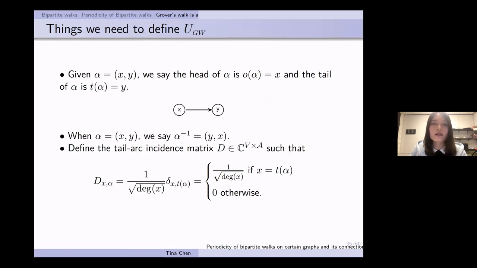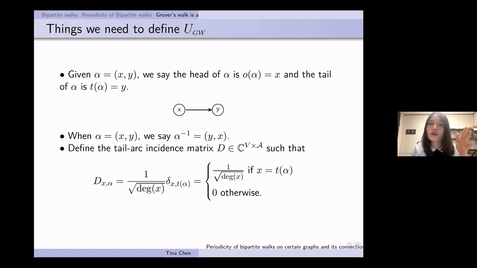And here are some things we need to define before we define the transition matrix for our Grover's walk. So first, given an arc from x to y, we call x the head of the arc and y the tail of the arc. If alpha is an arc from x to y, then we say alpha inverse is an arc from y to x. And we also need to define a new matrix called the tail arc incidence matrix, D.